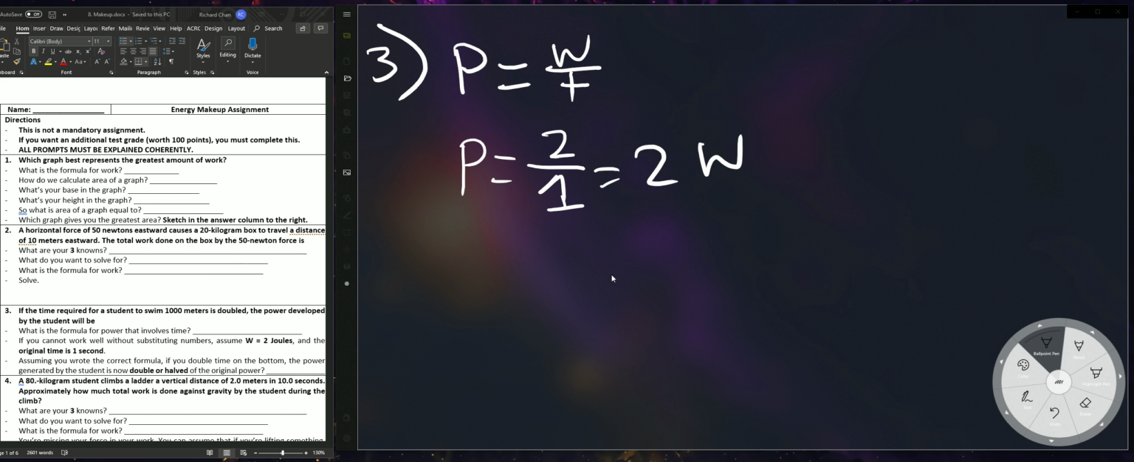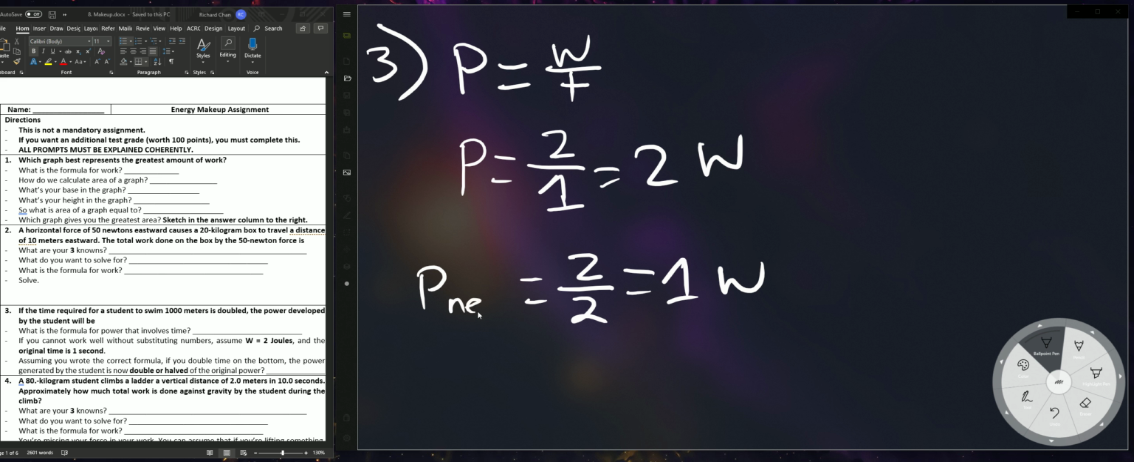That's the original power. Well, if you double the time on the bottom, 1 doubled is going to give you 2. And so now your new power, your new power is 1 watt. And so your power output halved, okay? Power output halved.